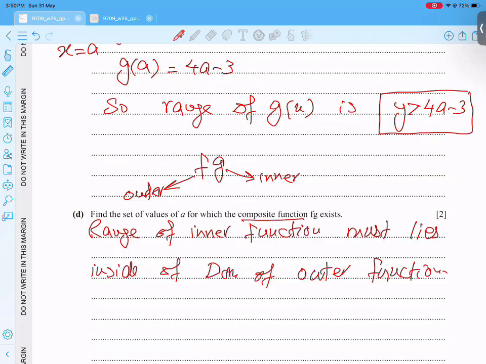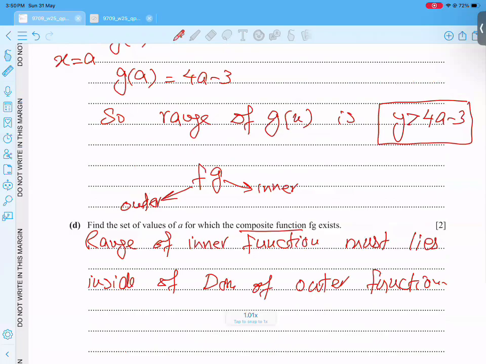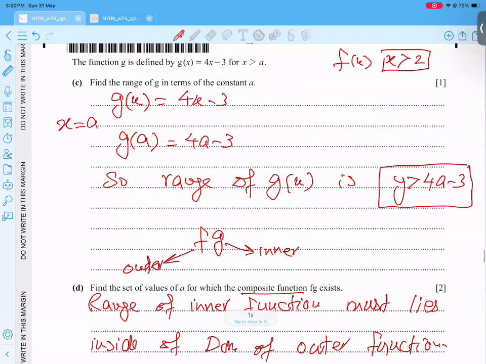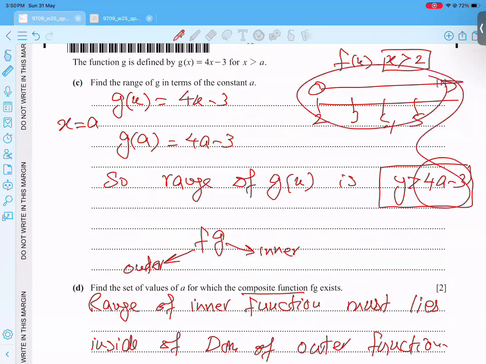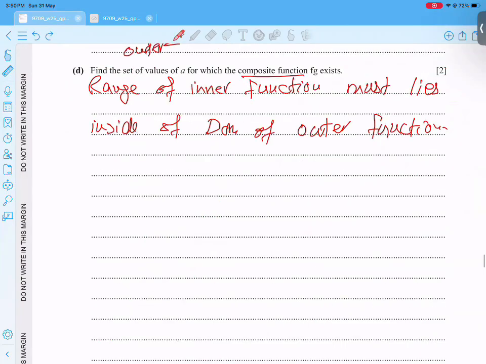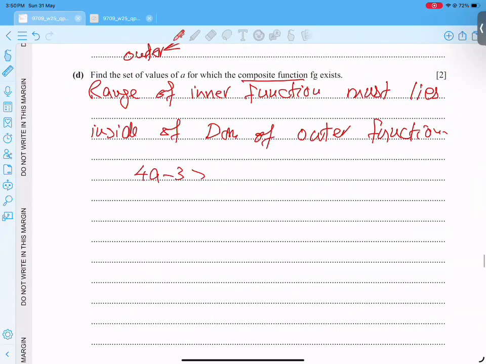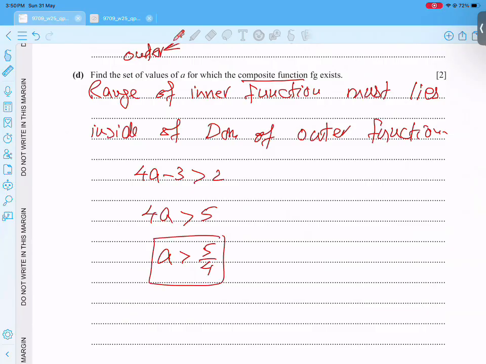So this is the range, and this must be more than 2 because the domain is more than 2. So it starts from 2, 2 is not included, but anyway 3, 4, 5. So this value should be more than 2. I can now write 4a minus 3 should be more than 2. I hope the point is very clear and we have done it. The question asked for the set of values of a, and we have done that. Alhamdulillah Rabbil Alameen, and the question is completely over.